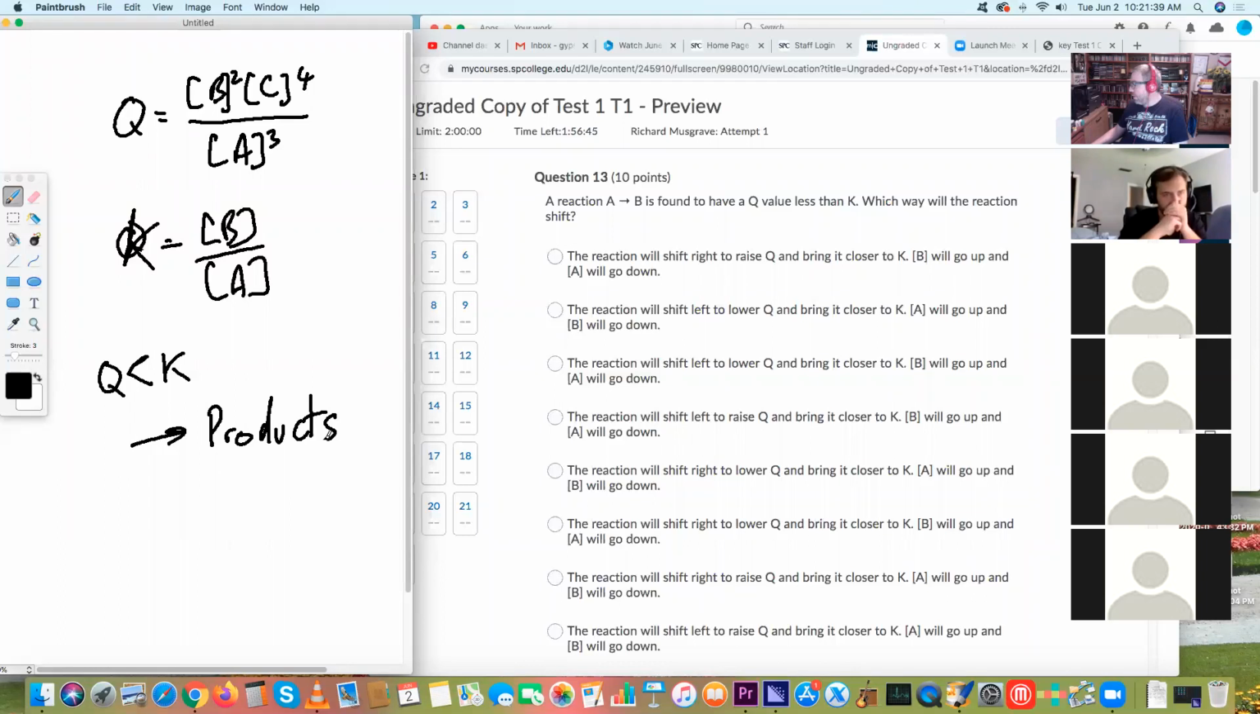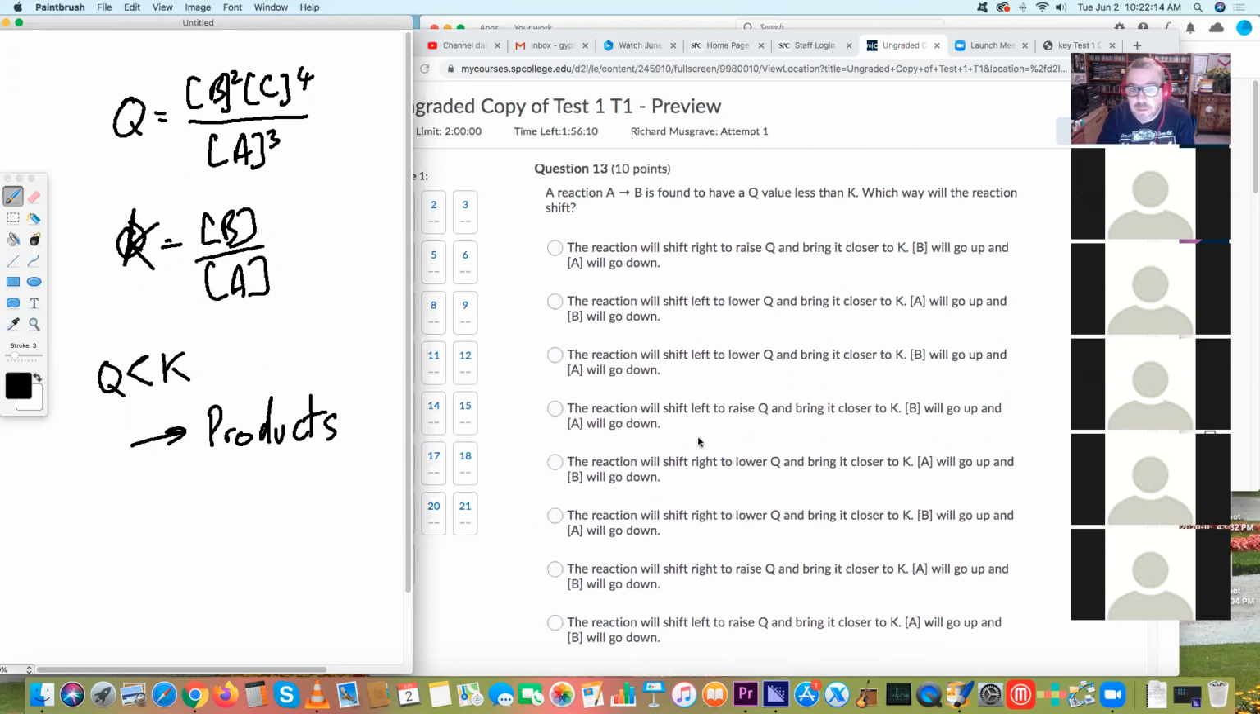All right, so what if the Q was greater than K? Would it have the opposite effect? It would. You see, that's the thing. If Q was greater than K, then A would have to go up and B would have to go down. But those things happen simultaneously. If A is going up, it means that B must be going down because B must be turning into A. Does that make sense? Absolutely. Okay. Any other questions about this one?